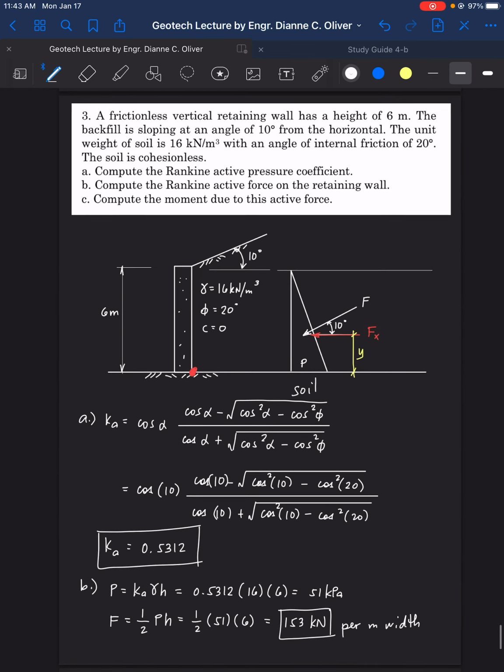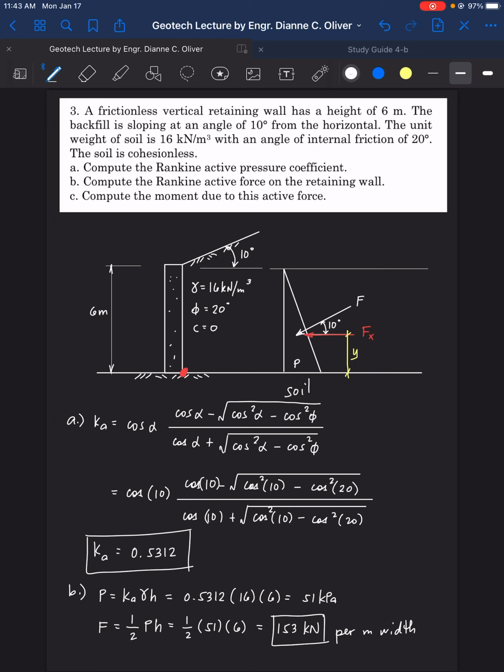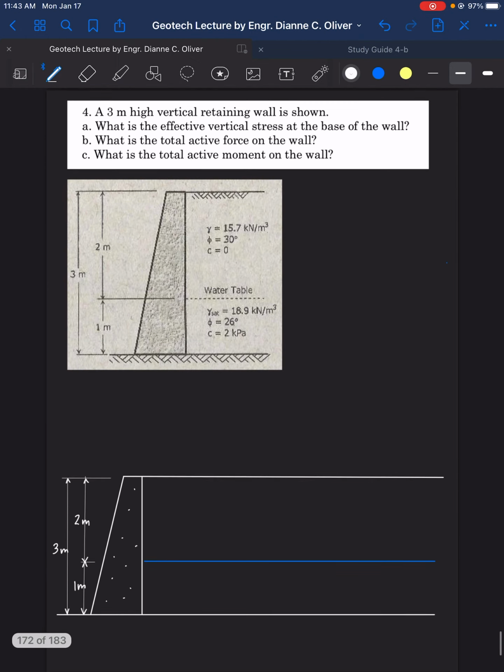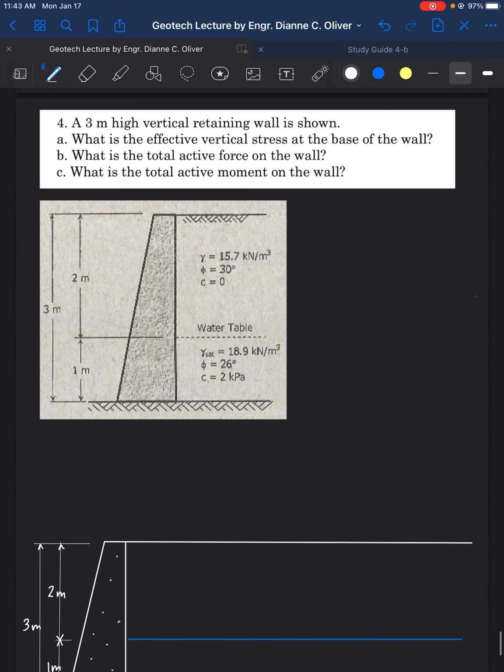So screenshot first before we proceed to the next example, number 4. Right, so let's go to number 4. So the figure is actually given. We have a 3 meter high vertical retaining wall shown. Question is, what is the effective vertical stress at the base of the wall?